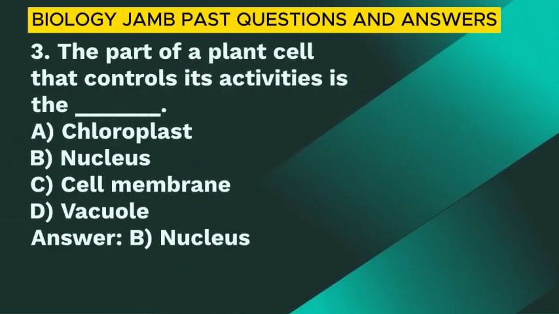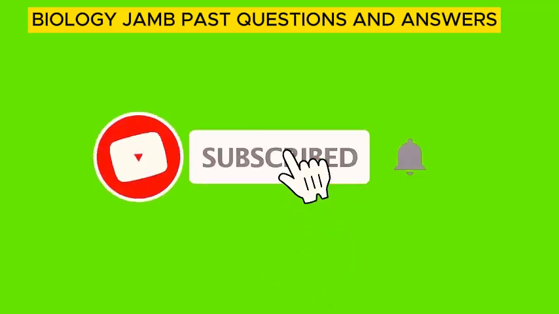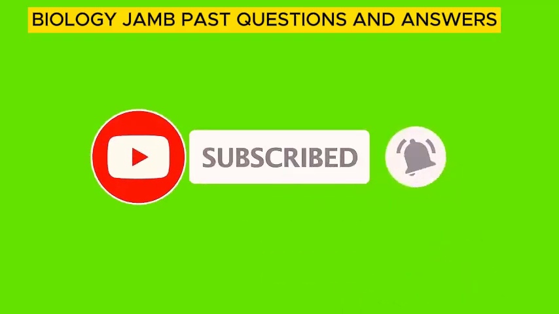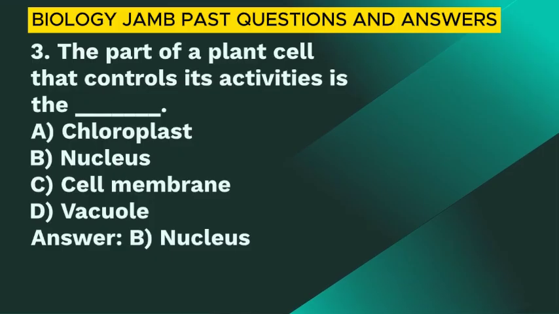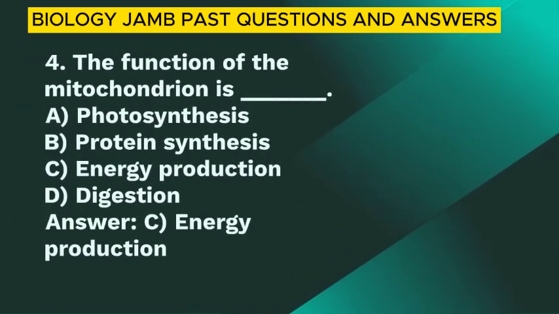Question number 3. The part of a plant cell that controls its activities is the A. Chloroplast, B. Nucleus, C. Cell membrane, D. Vacuole. The answer is nucleus.